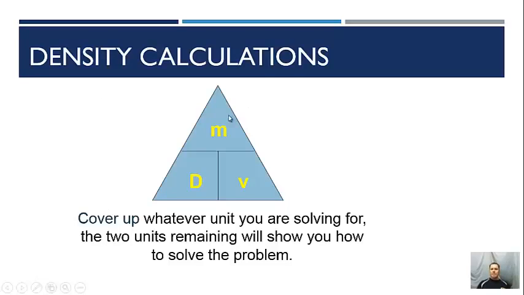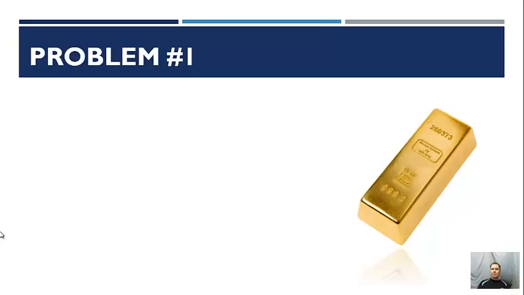So when one variable is on top of the other, that means divide. When they're side by side, that means multiply. So if you use this, it'll help you to know what to do each time. To cover up density, we're going to have mass over volume. If we want mass, it's going to be density times volume. And if we want volume, it's going to be mass divided by density. So these are the three variations of the density calculation that we can easily figure out by using our density triangle. So let's try a couple problems.